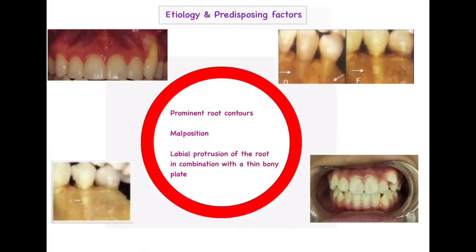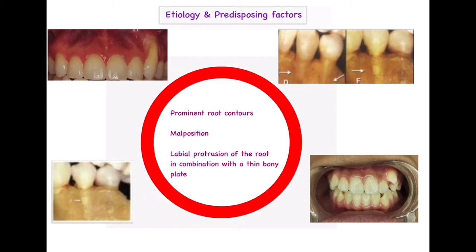So now let's talk about the etiology as well as the predisposing factors. There is no particular etiology implicated for these types of bony defects. However, there are certain predisposing factors. Predisposing factors basically mean that these are certain factors which, when present, might make such bony defects more likely. If such factors are present, then they might lead to this kind of condition.